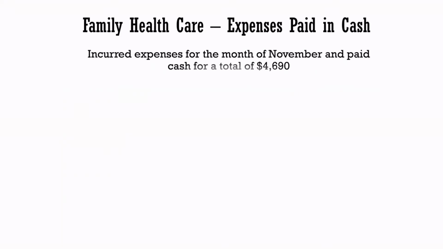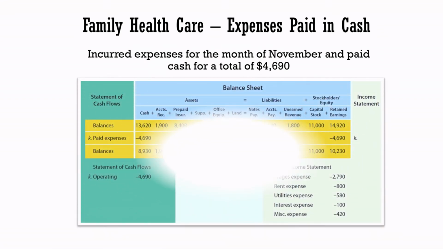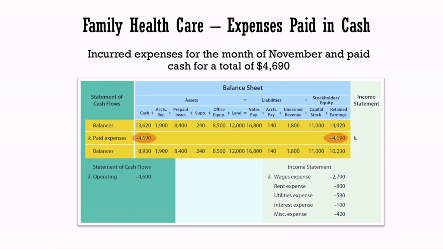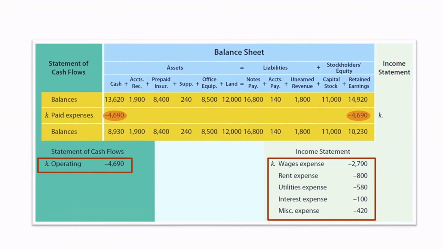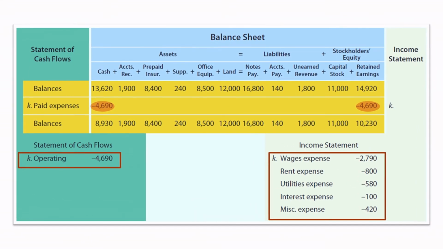The company incurred expenses for the month of November and paid cash for a total of $4,690. Payment of expenses in cash will decrease the cash balance on the balance sheet by $4,690, which is the total of the expenses. This will also be shown as the decrease in cash from operating activities under the statement of cash flows column.